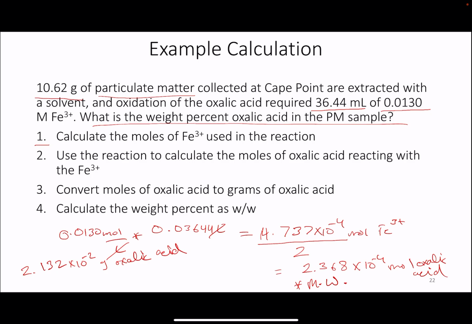And so of those 10.62 grams of PM, you have this number of grams of oxalic acid, which means you have this grams of oxalic acid divided by grams of particulate matter times 100, because it's a weight percent. You have 0.201% weight by weight oxalic acid in your sample. So that's an example of how you would go step by step using your concentration information and the relative importance of the different types of concentration units.